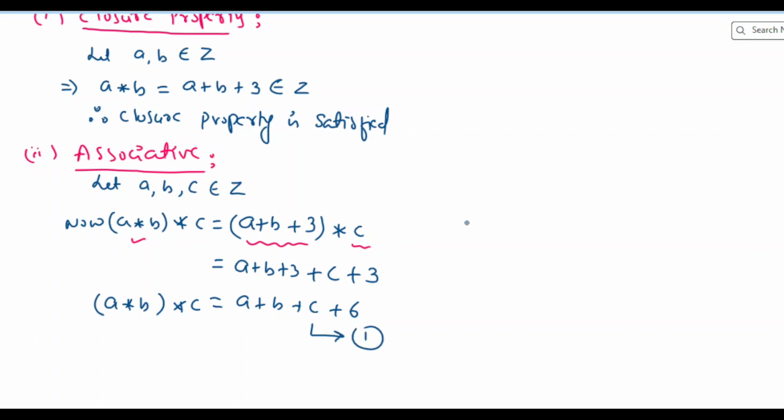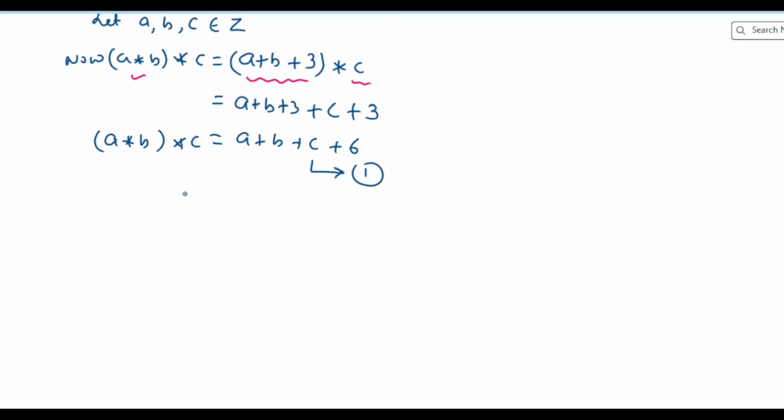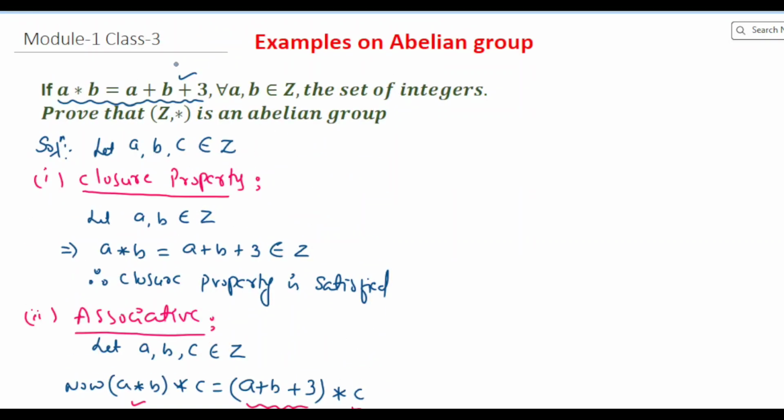Now similarly we have to simplify the RHS. What is the RHS? a star (b star c). Now I will keep the a star as it is because, as I said, you need to simplify the bracket first. So b star c, according to the given, is b plus c plus 3. Just add the two variables and add 3. Why are we using the same? Because he has defined in the given example: a star b is nothing but a plus b plus 3.